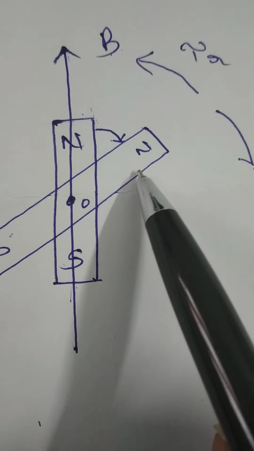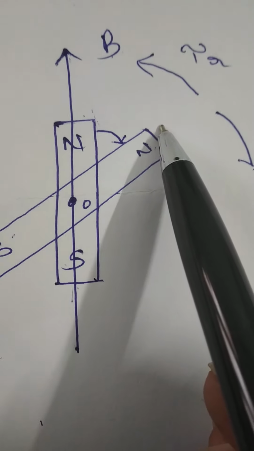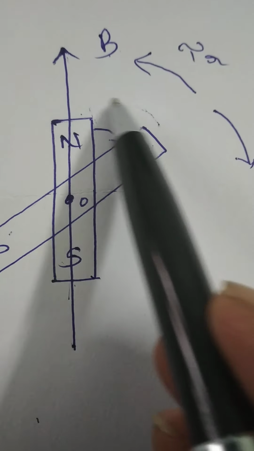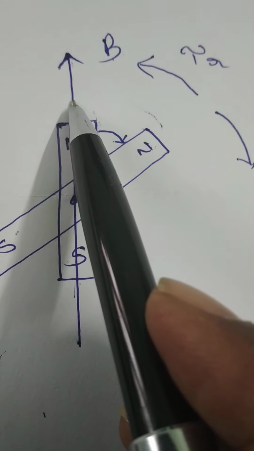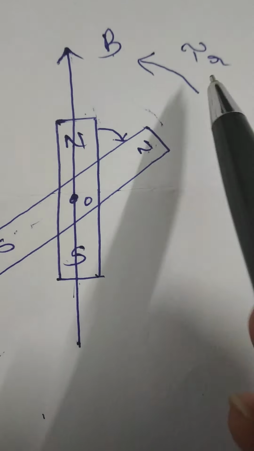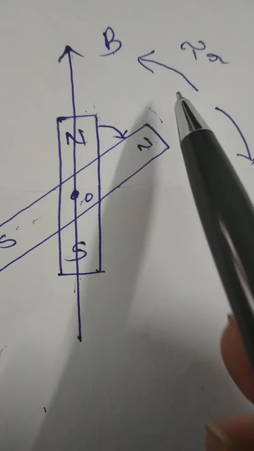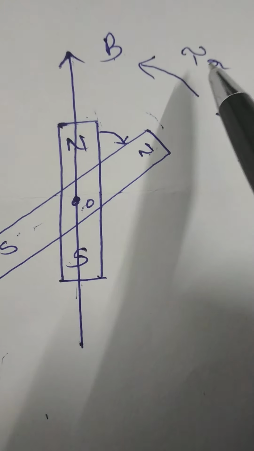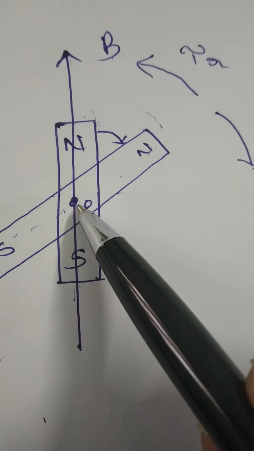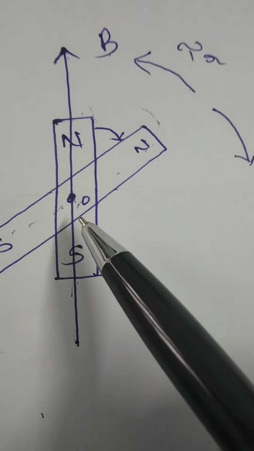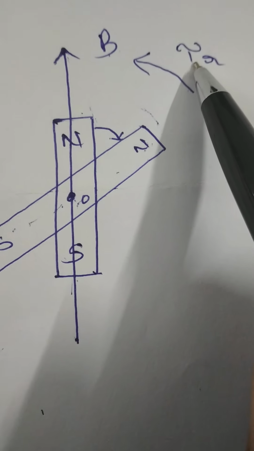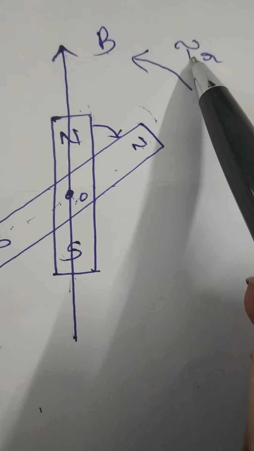The magnetic dipole itself will try to rotate along the field direction. That means there is some torque developed on the magnetic dipole which is called the restoring torque, because this torque will try to rotate the dipole to the initial position or equilibrium position. That's why it is called the restoring torque, to restore the initial equilibrium.